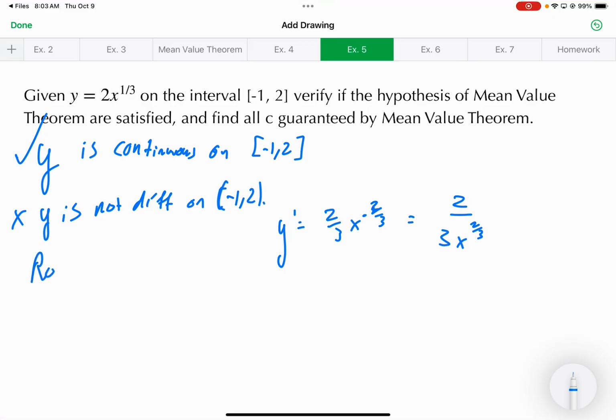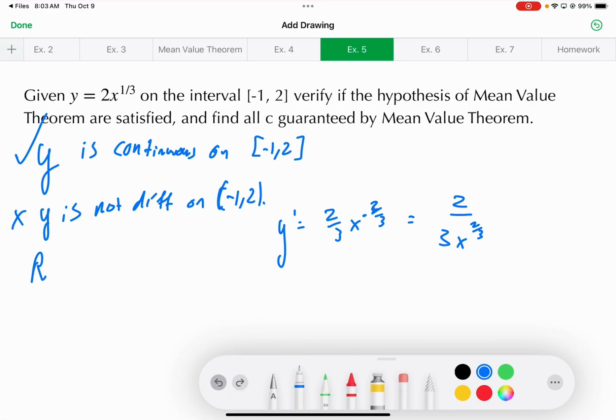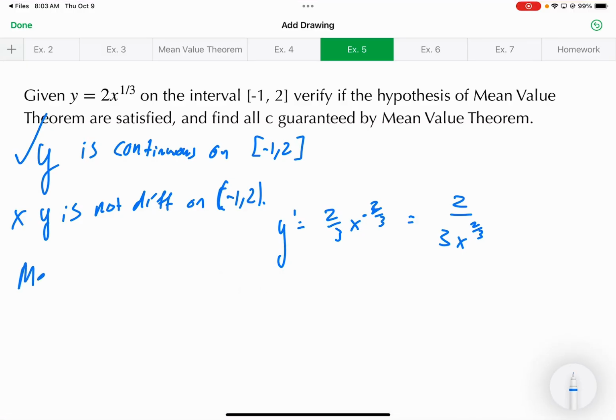Okay. Not Rolle's theorem, but mean value theorem does not apply. Ashley correctly stated that it's going to be a vertical tangent line. So it's going to happen at 0. So because of that, mean value theorem will not work out.